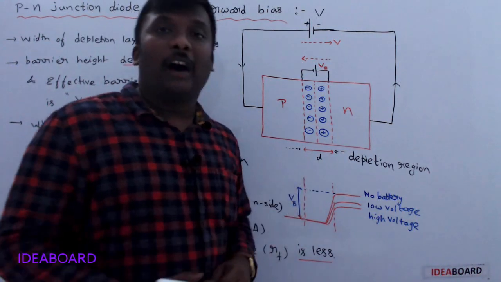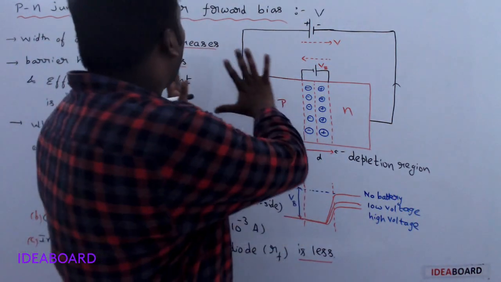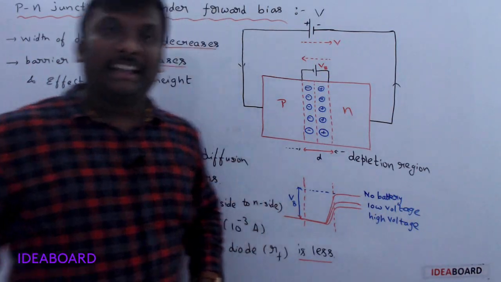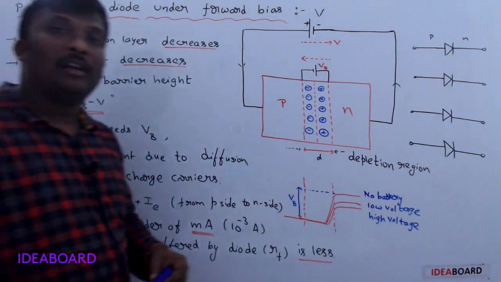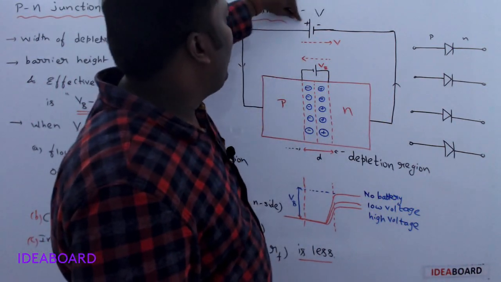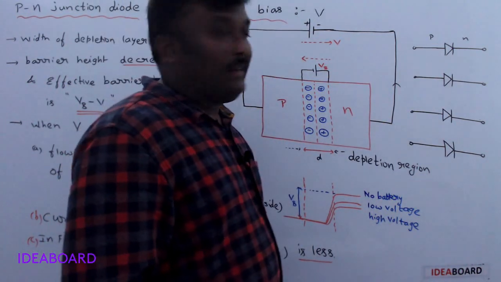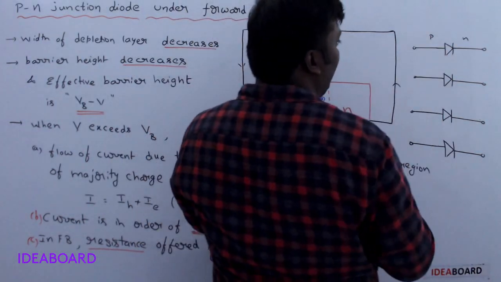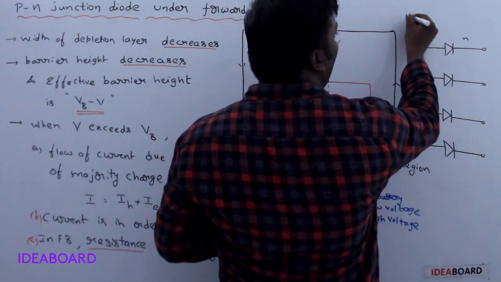Clear? Now, for objective purposes, what does forward bias mean? Let us see. What is the meaning of forward bias? The positive polarity of the battery is connected to the P type. That means the P region is always at higher potential.